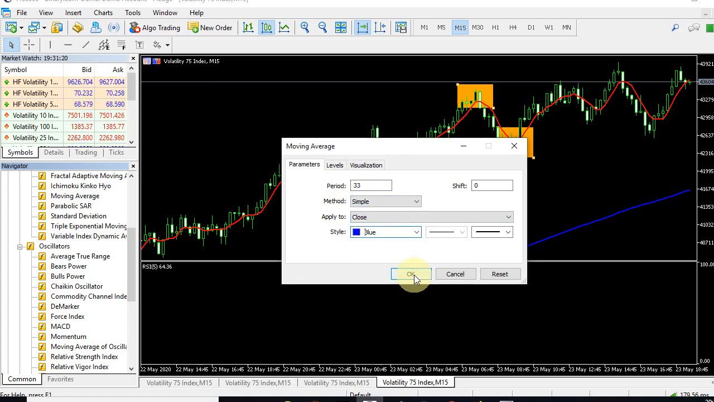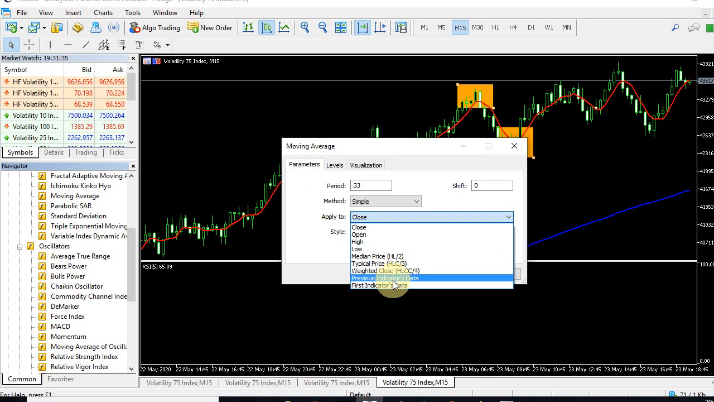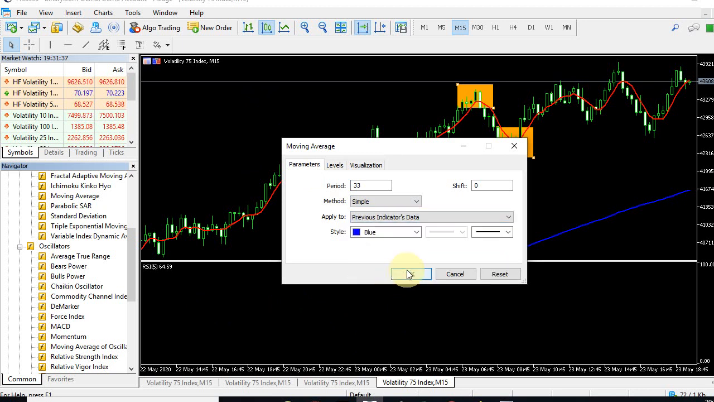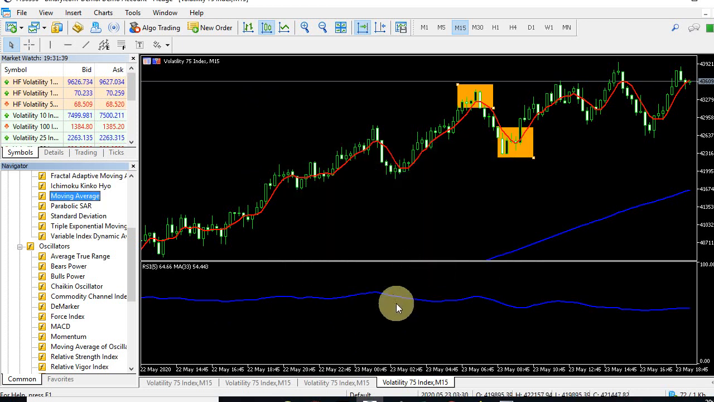Click, then you are going to apply for it to be on the indicator window 1, not on the main chart. If you click OK, it will load on the main chart, but we want it to be on the indicator window 1. So you are going to apply it to previous indicators data, and here it is. The next indicator you are going to load will be your envelopes.